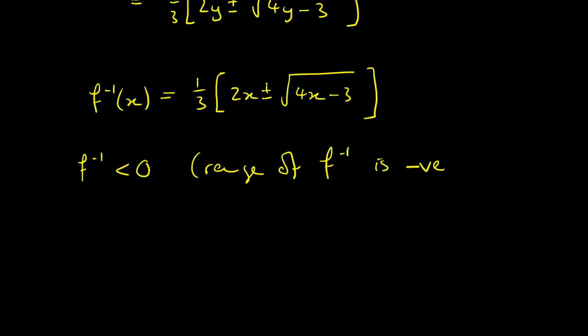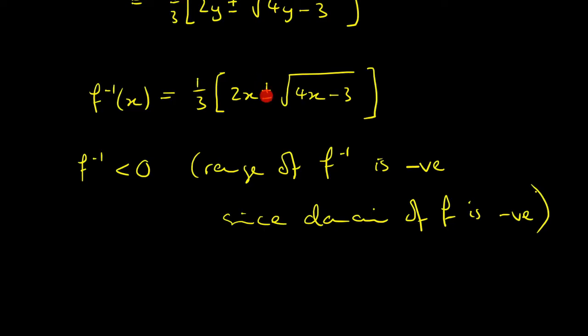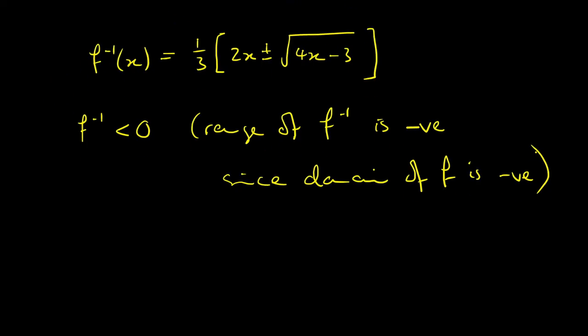So since the domain of f is negative, you want to write some explanation. You want to justify your answer. So that means that this cannot be the positive square root, right? Because if it's the positive square root, then we're going to get positive values of this inverse function. So what we actually have to have is negatives.